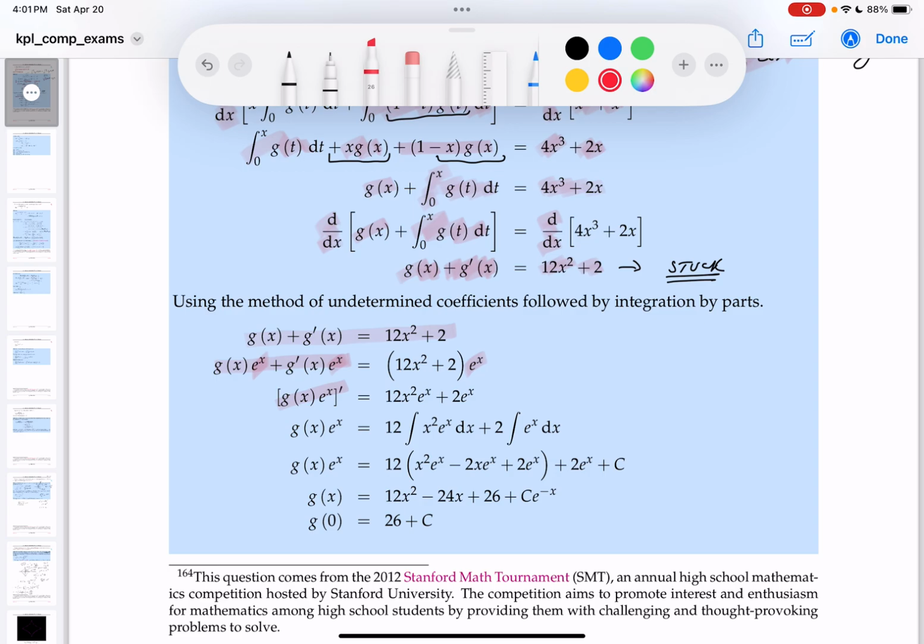What do I mean by that? g(x) e to the x plus g prime(x) e to the x is simply the derivative of g(x) times e to the x. That's all it is; that's what's written over there. And what I do over here is distribute this across those two terms, and that's what I get there.